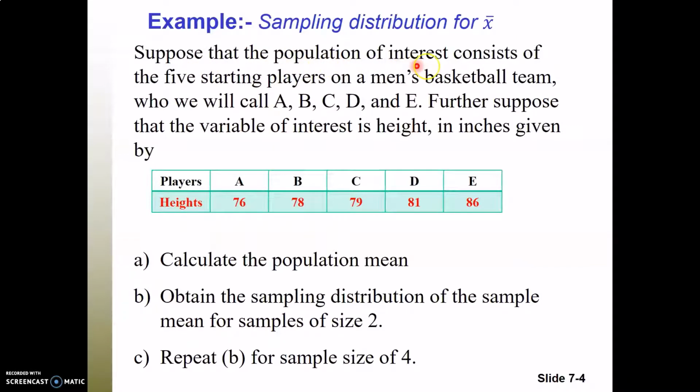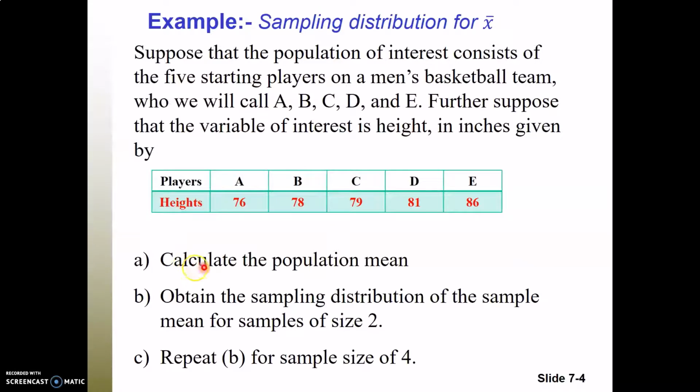Suppose that the population of interest consists of 5 starting players on the men's basketball team, who we will call A, B, C, D, and E. Further, suppose that the variable of interest is the height in inches given in this table. We have 5 basketball players, named A, B, C, D, and E, and these are the heights of those basketball players. What are we asked to do?